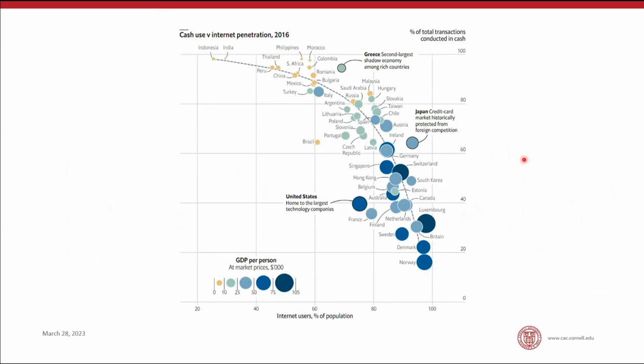Here's a nice real world example of the idea of a bubble chart, and this one also has a curve fit to it. On the x-axis, we've got the percentage of the population that uses the internet, and on the y-axis, the percentage of transactions that are performed in cash. You see a very strong correlation here. When there's very little internet access, people do a lot of their transactions with cash. The colors and the sizes indicate the GDP per person in thousands of American dollars.